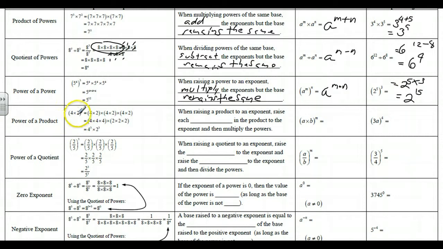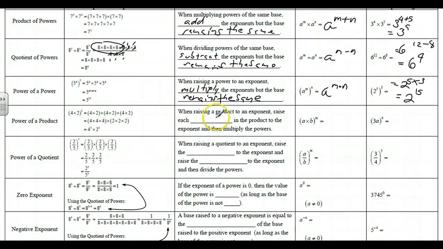Power of a product. So that means we have here a product. 4 times 2, that's what's being cubed. So we want to cube that, right? We get 4 times 2 times 4 times 2 times 4 times 2. With multiplication, again, we can do this in any order, so it's 4 times 4 times 4 times 2 times 2 times 2, or 4 cubed times 2 cubed.